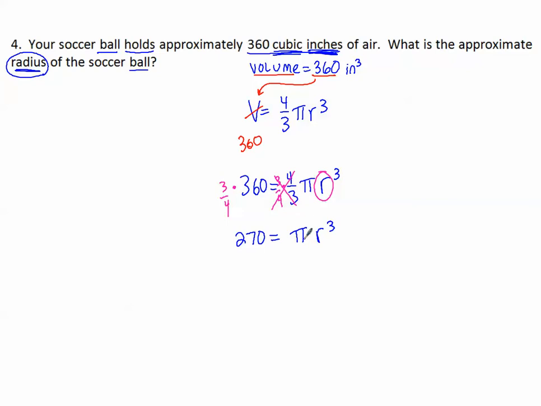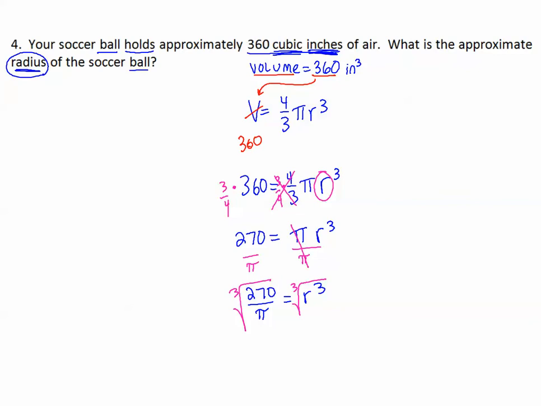How do we get rid of the pi? Divide by it, because it's multiplying. Now, if I type 270 divided by pi, I'm going to get a decimal. So for now, I'm going to leave it: 270 divided by pi equals radius cubed. How do we get rid of the cubed? What's the opposite of cubing? Cube root. Go find the cube root button on your calculator, math 4, and then type 270 divided by pi.